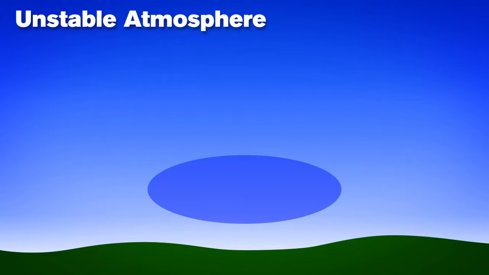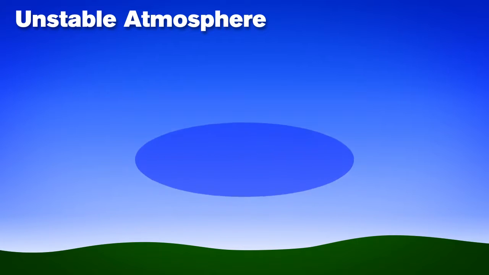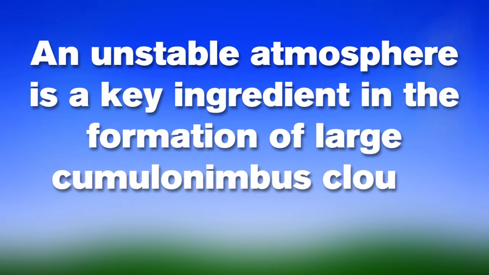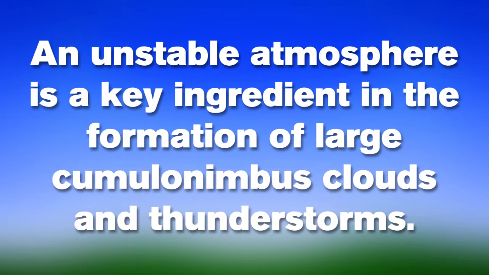And finally, an unstable atmosphere is one that when air is lifted, it will continue to rise freely up in the atmosphere. An unstable atmosphere is a key ingredient in the formation of large cumulonimbus clouds and thunderstorms.